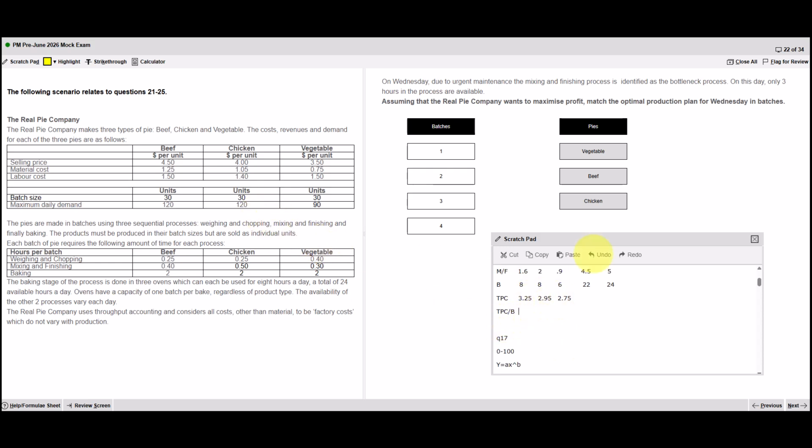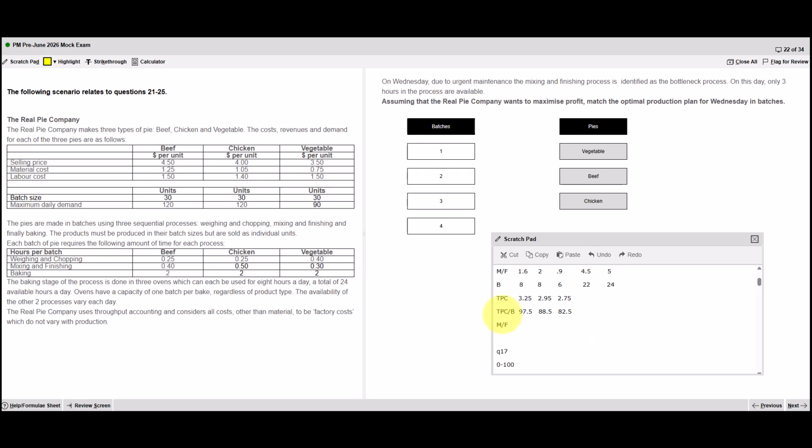If it was the case I just needed to rank them in order, I wouldn't need to do this stage because there's 30 units in a batch for all of them. But because I need to calculate the number of batches, I will need to do this. So I'm going to have to multiply each of these by 30. So that's 97.5, that's 88.5, and that's 82.5.